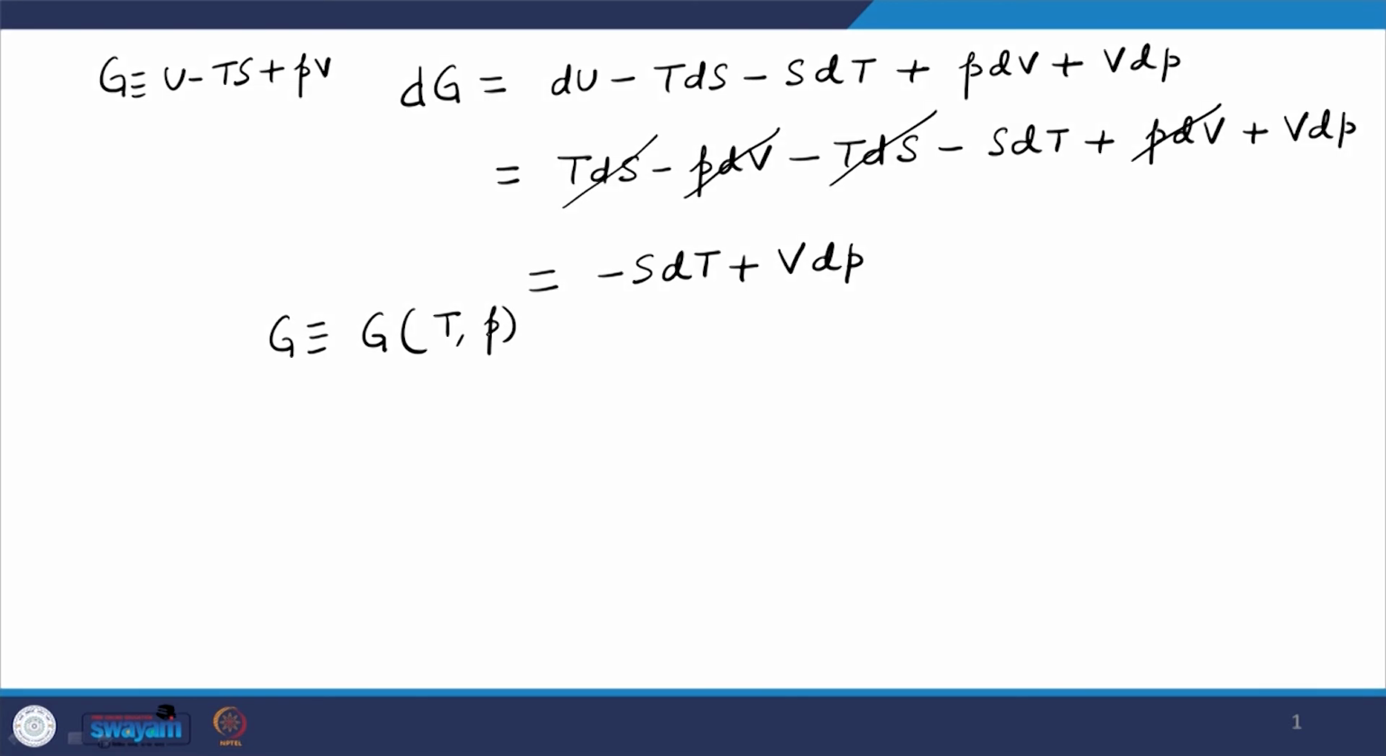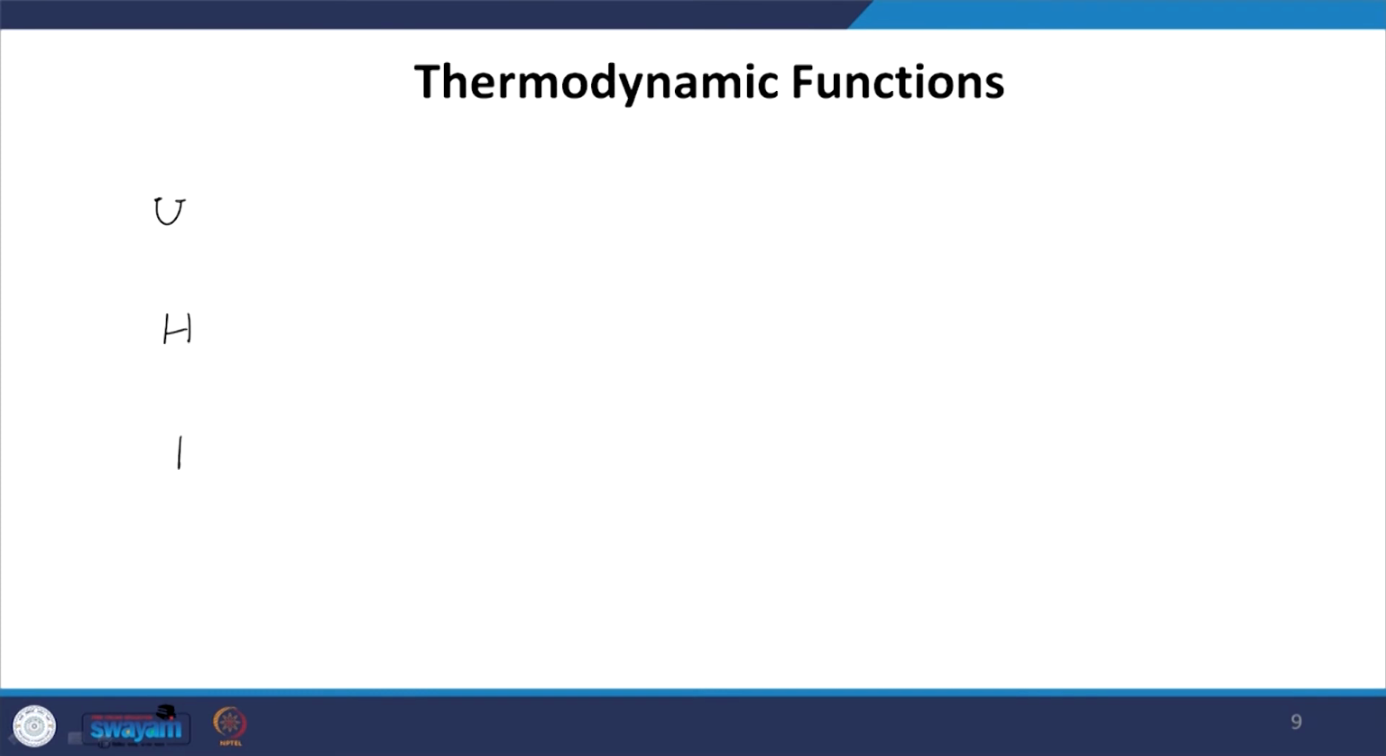and G therefore becomes a natural function of temperature and pressure. So, to summarize our discussion, we have defined 4 thermodynamic functions, and what was different in them was the controlling variables that we used. Otherwise, both are representing the same thermodynamics. It is simply coming from a mathematical operation, and these are U, H, F, G, namely internal energy, enthalpy, Helmholtz free energy, and Gibbs free energy.